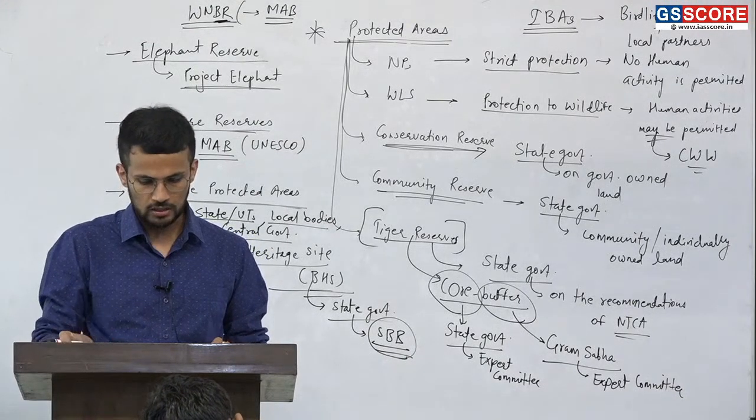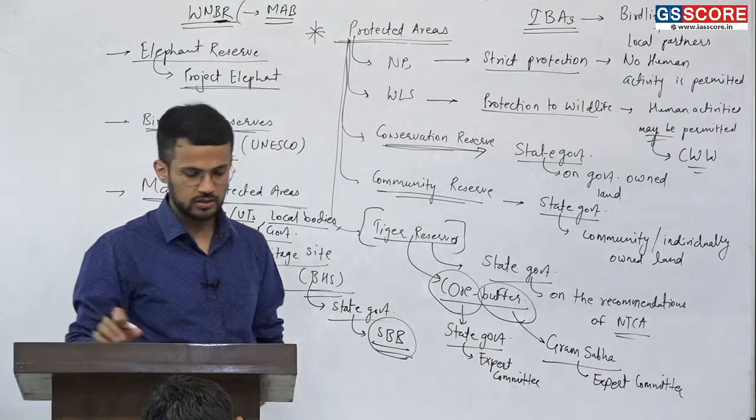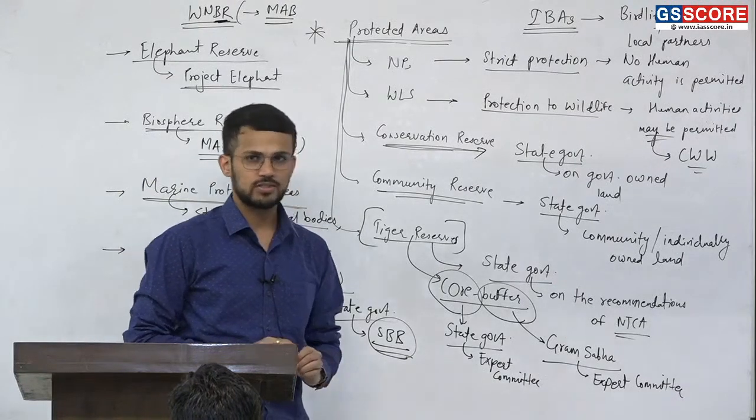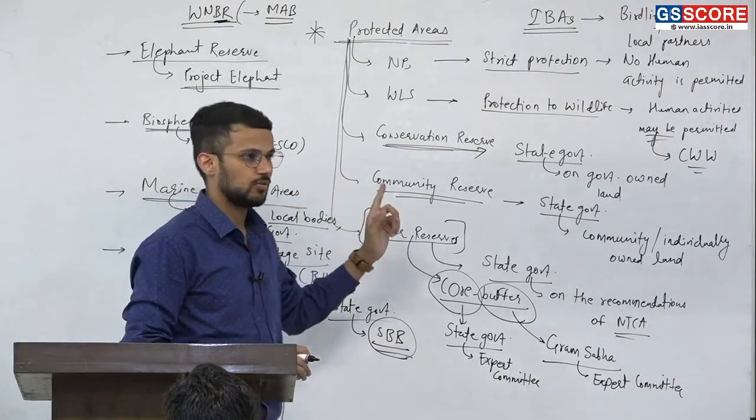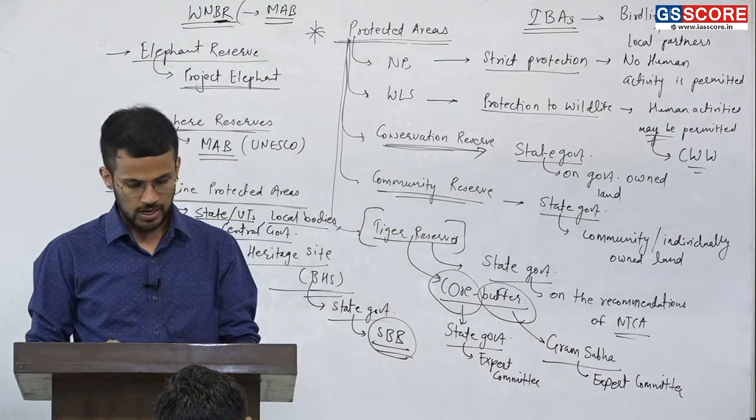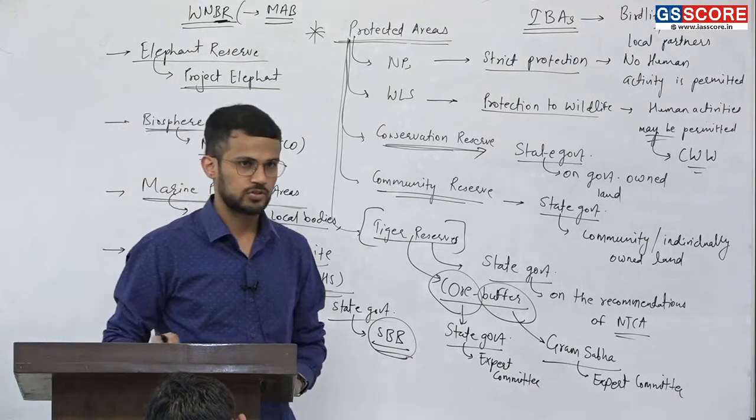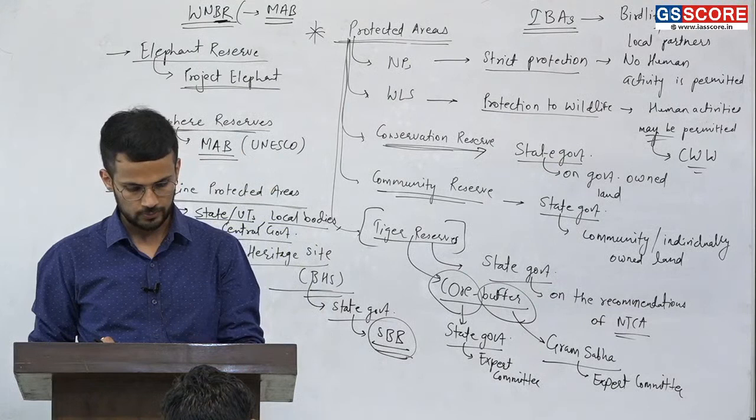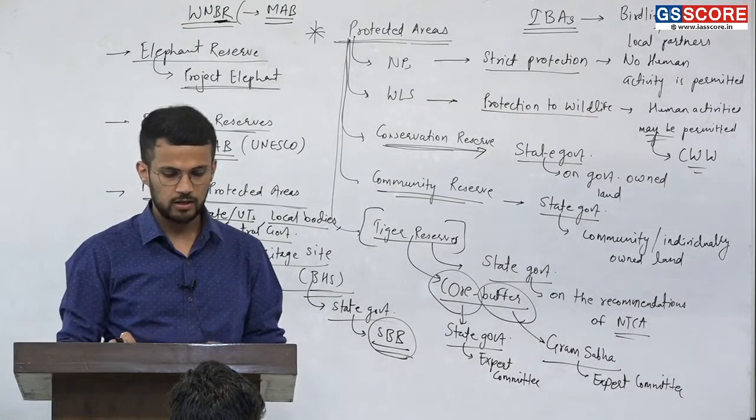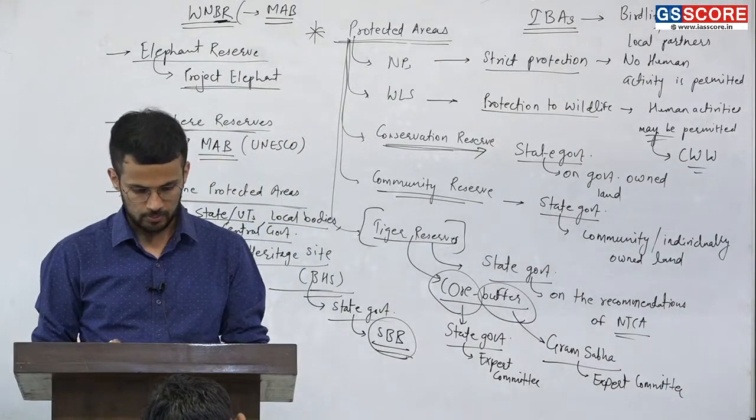Next, Orang National Park, in the state of Assam. Yesterday, while discussing Indian Rhino Vision, we discussed Orang National Park. It is there in the state of Assam and it is shared by two districts, Darang and Sonitpur district. Fine, and which river lies beside Orang National Park? It is Brahmaputra River.